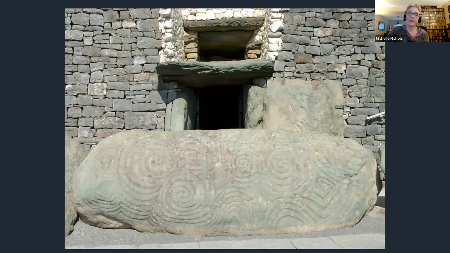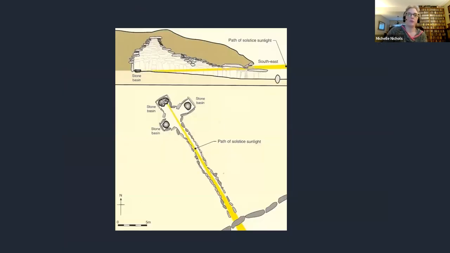Now, there are some stones near the front passageway, and some of these are engraved. The most striking is this entrance stone with these curlicues and swirls and other designs on them. But what's most amazing is the interior of the Newgrange mound.